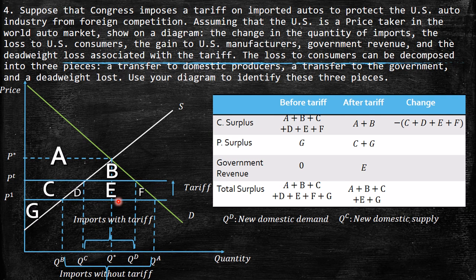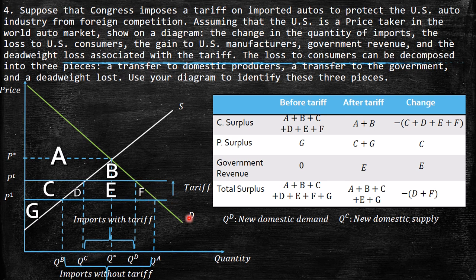So you already saw that the consumer loss is going to be decomposed in three. First, the total loss is all this one, C plus D plus E plus F. The producer surplus gain is C. The government revenue is E. And the deadweight loss, D plus F, is the part that doesn't belong to anyone after the tariff.